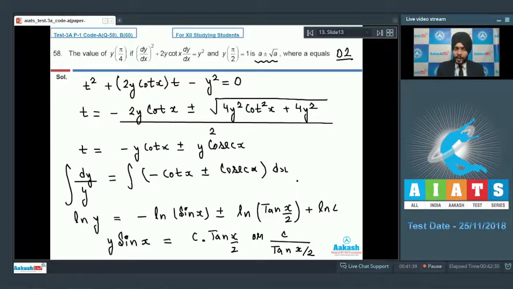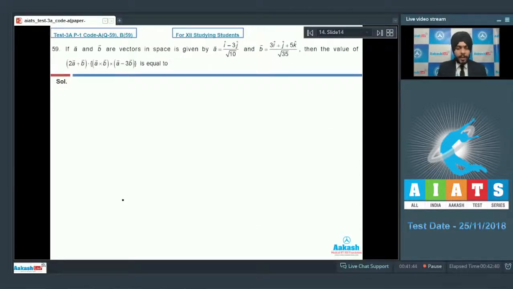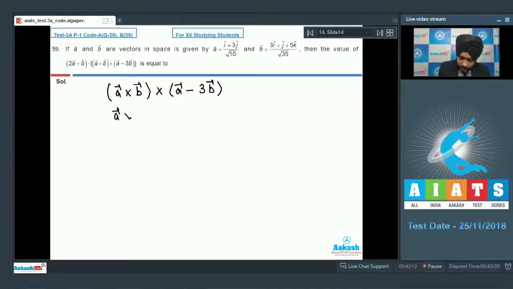Okay, let us move forward to 59. Question number 59, again based on vectors, a simple problem. It says that if vector A and vector B are the vectors given as this, then find the value of (2a + b) dot {(a × b) × (a − 3b)}. Let us simplify the inside bracket first. This is the curly bracket I have taken. We will later take a dot product with 2a + b. So this is (a × b) × a − 3 times (a × b) × b.